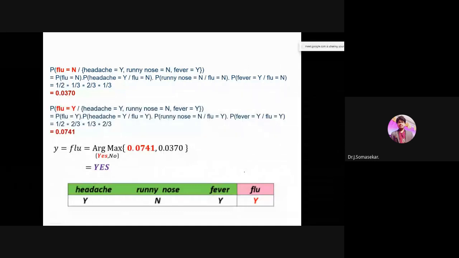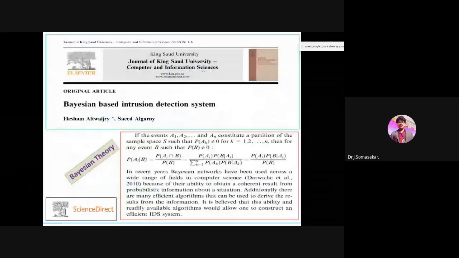Now we will see how we are going to apply this Bayesian classifier for a cybersecurity application. So this is the base paper or basic idea behind this: intrusion detection system. We can see here, Bayesian based intrusion detection system. So that means we are going to apply the Bayesian classifier for intrusion detection system, but we don't know what an intrusion detection system is. I think most of you don't know about this. If you know, fine. If you don't know about this, I will explain briefly. Based on that, we can understand why the Bayesian classifier is useful for IDS.